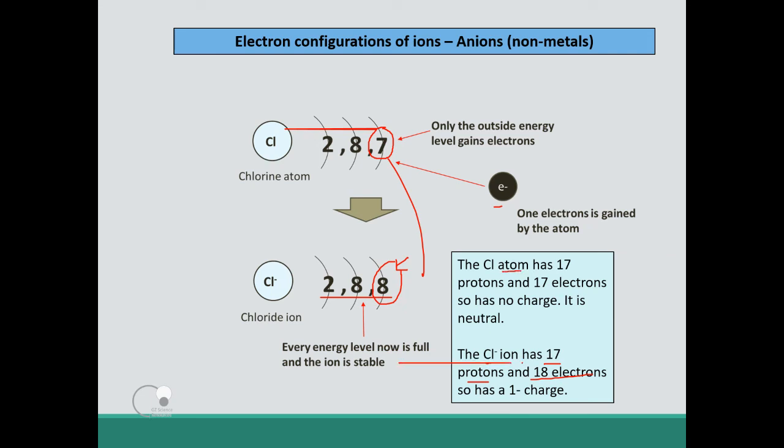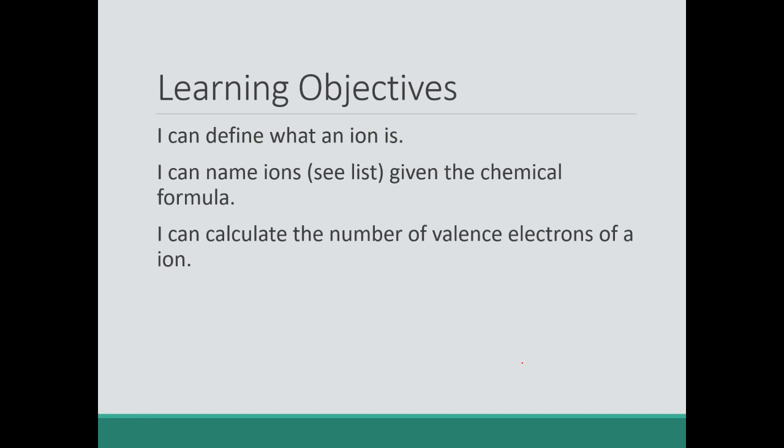It's a big difference. So this video has been about how to define what an ion is. It's a charged particle, an atom that has lost or gained electrons, and that you can name the different ions, the cations and anions in the list in this PowerPoint, and that you can calculate the number of valence electrons of an ion. Because it's an atom, you have to work out the atom, and then you either add or lose electrons. And that has been this video, an introduction to ions.